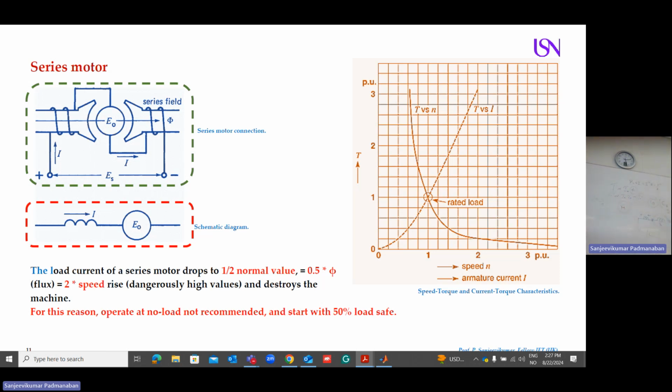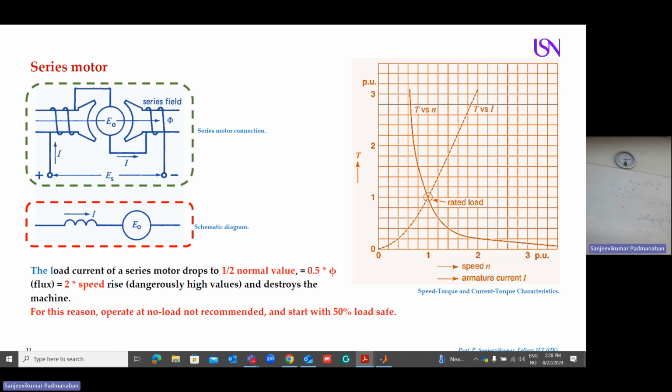Let us see the characteristics. Again, the same way, I'm going to take speed as well as armature current on the x-axis. So this is 0%, 100%, 200%, and 300%. On the y-axis, we have torque 100%, 200%, 300%. First, let us see the torque-speed characteristic. At zero speed, you go to 300 times.